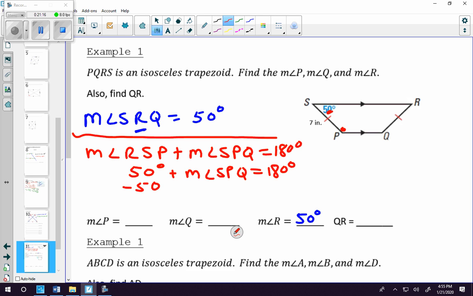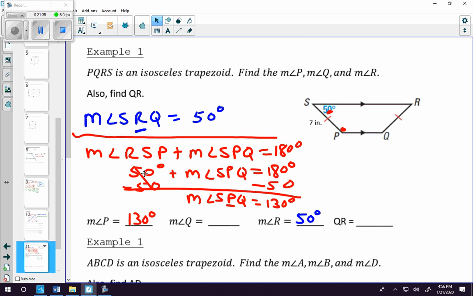Then solving this equation by subtracting 50 from both sides, we get that the measure of angle SPQ equals 130 degrees. Middle letter point P, so P is the vertex. So angle P is 130 degrees. So if we erase that dot I just put there, we now know this angle is 130 degrees. We also found the measure of angle R already. Now all we need to do is find the measure of angle Q next.